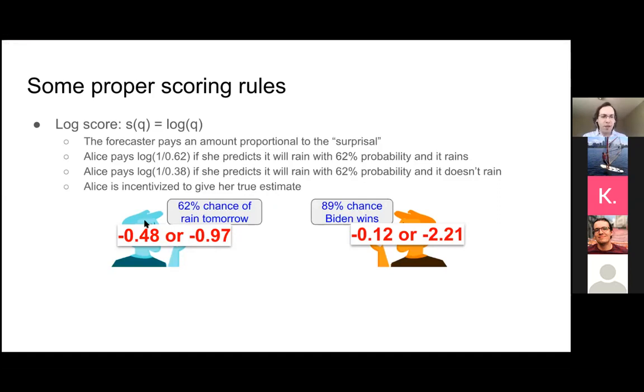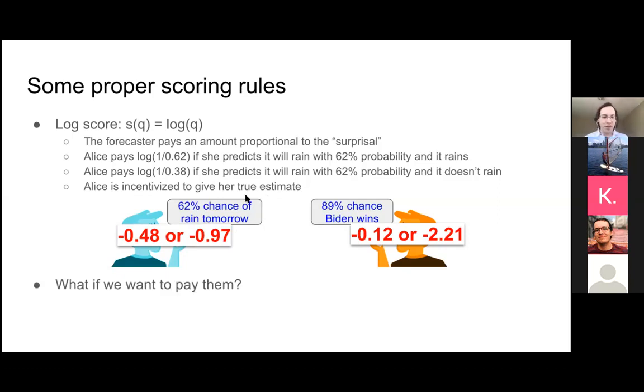The first guy knows that his reward will be either negative 0.48 or negative 0.97. The second guy knows that his reward will be either 0.12 or negative 2.21. The point is that, given this knowledge, they would report the probabilities that maximize their expected score, which would be their true probabilities if they're Bayesian.